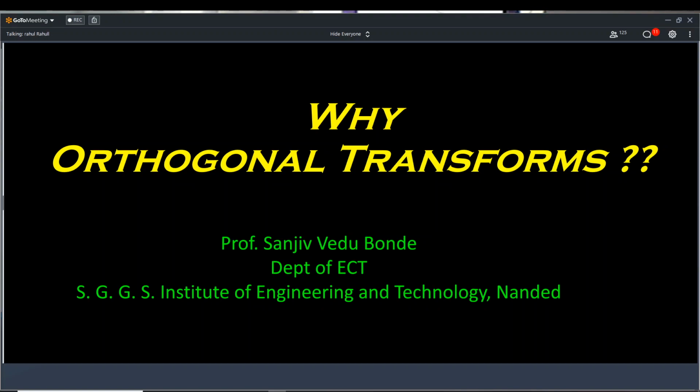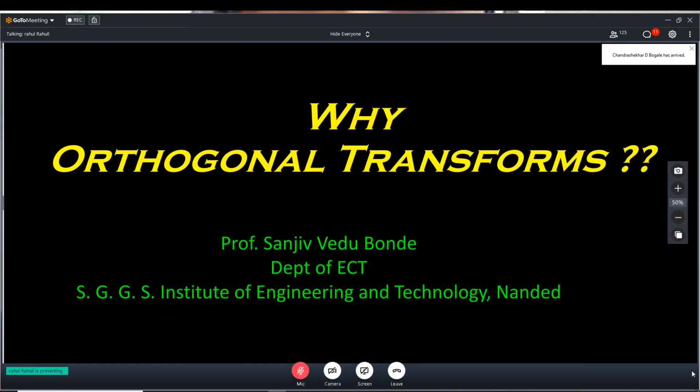So when the transform is orthogonal, there is an additional term, which is called the orthonormal transform. It means that in addition to orthogonality, we are checking the norm of the basis functions. And if the norm is unity, and the basis functions are orthogonal, then generally you call it an orthonormal transformation.